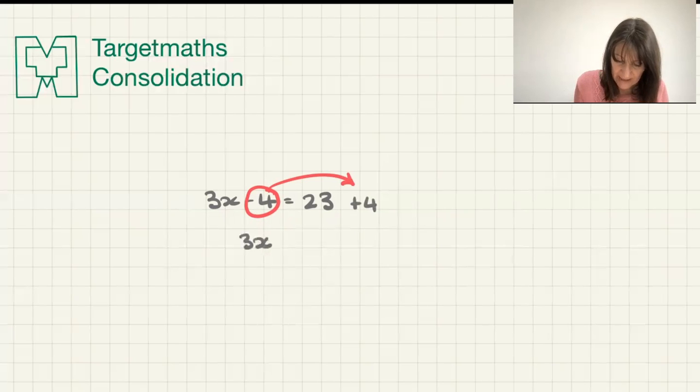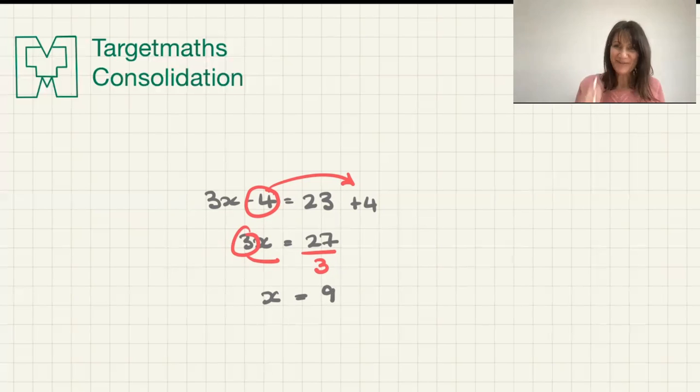I've got 3x equaling 27. Then that 3 will come and land as a divide. Remember where it's squashed on this side, it means times. So it's going to land as that divide. That leaves x on its own. 3's into 27 are 9. So hopefully that went well.